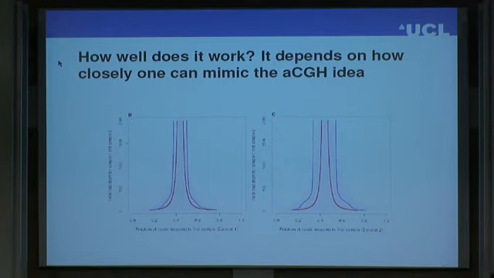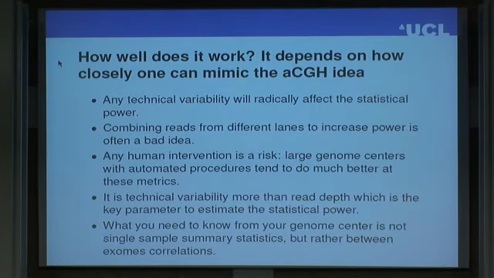And you should be aware of that before you start running those experiments. Big genome centers tend to do better because they're more automated. They have all the process nicely smooth and worked out. Whereas smaller centers tend to introduce more technical noise. I mean, that's my practical experience with the data. So yes, I'm kind of repeating myself. How well does it work? It depends on how closely we can mimic the aCGH idea. Any human intervention in generating data is bad. It creates variance. Humans are notoriously unreliable. Machines are what we want to trust.